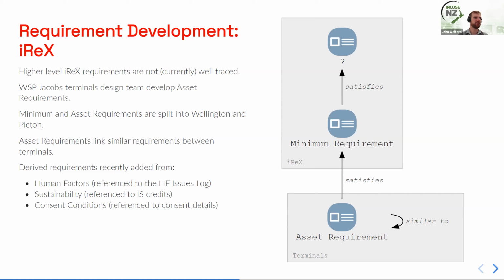We need to achieve an excellence rating with respect to sustainability ISC credits, and we've traced our asset requirements to those credits where they've come from. And also consent conditions, which effectively form requirements that we need to meet in both locations to keep councils happy. So those are part of our requirement set as well.